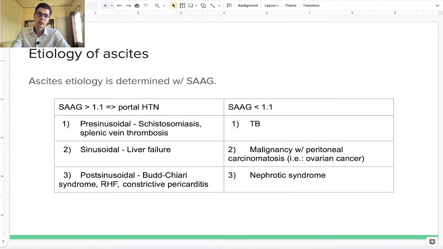Let's talk about the etiology of ascites. How can we determine the etiology of ascites? Usually we use the serum albumin to ascites gradient. If the gradient is greater than 1.1, then we suspect portal hypertension.